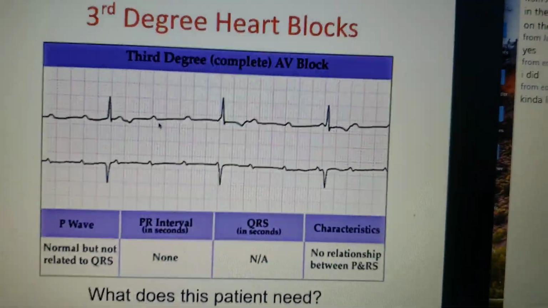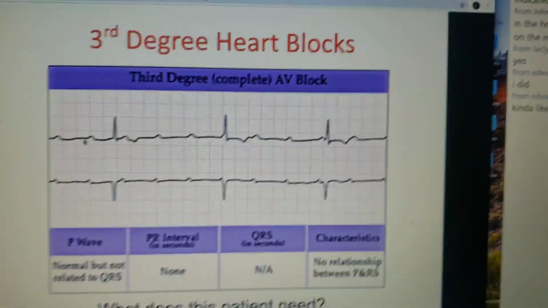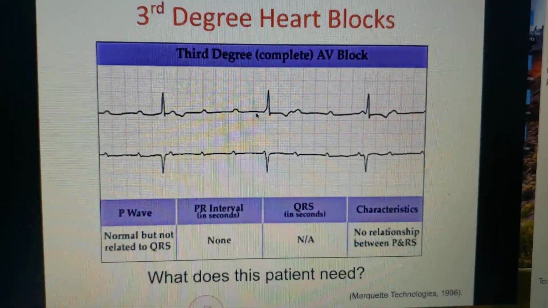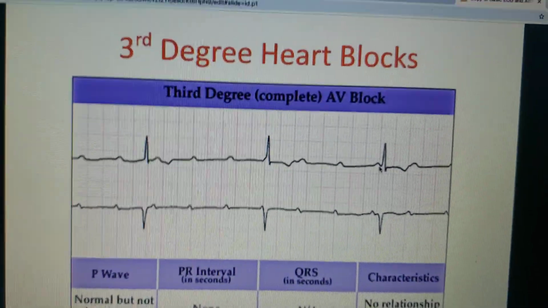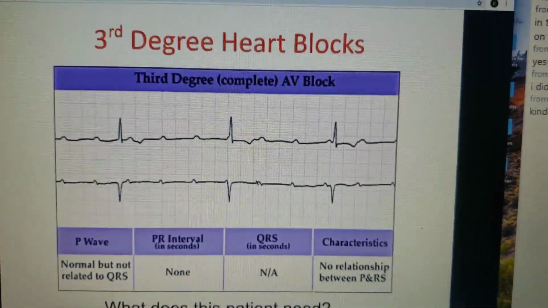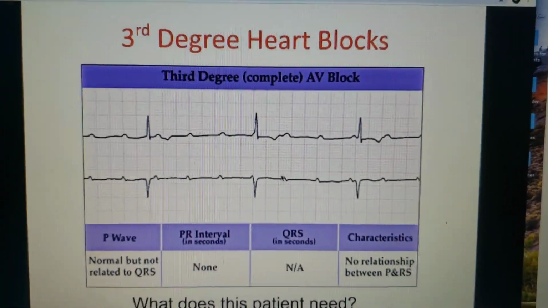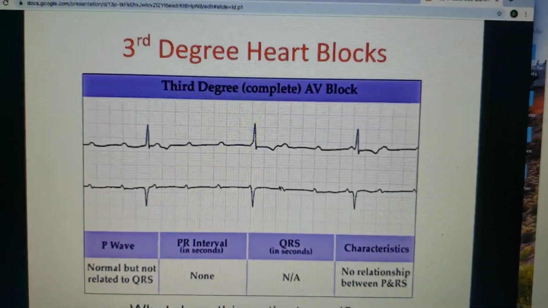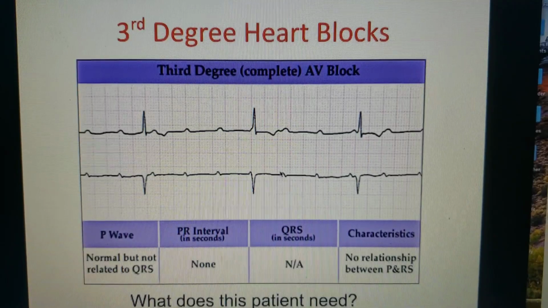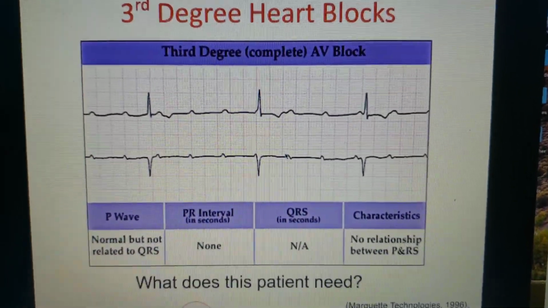So there's no PR interval, because if I look at it this way, my PR interval is here, but then here it's extended out, and then here it's really short. There's no rhyme or reason for what's happening there. So basically your SA node and your AV node are not talking to each other, and the rate is really slow because there's no relationship there.